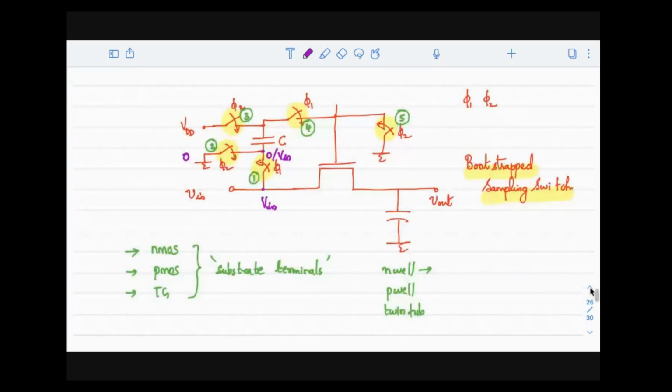Now, if you go back to the circuit, these two are done. Now, let us quickly look at switch number 5. If you look at switch number 5, here the voltage is 0. And on this side, what is the voltage at this node?